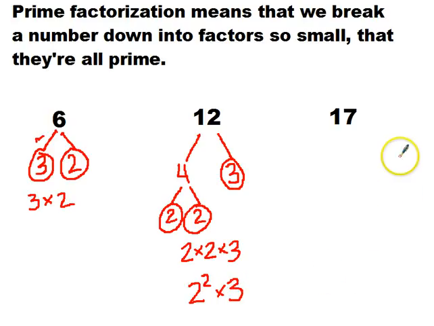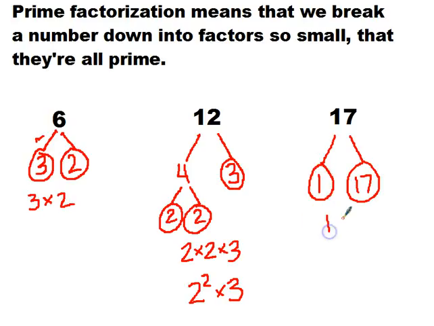Let's take a look at 17, and then I'm going to come back and show you something. All right, 17 is really easy. Why? Well, its only factors are 1 and 17. Those numbers are both, well, that's not prime. I can't say they're both prime because 17 is prime. Either way, it can't be broken down anymore, and the prime factorization of 17 is 1 times 17.